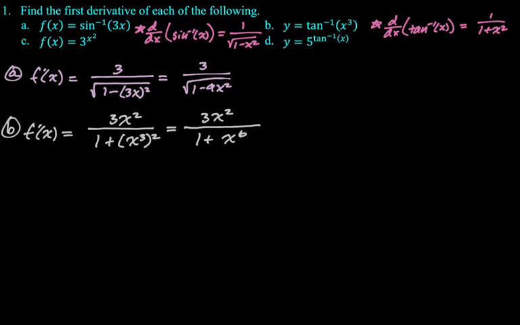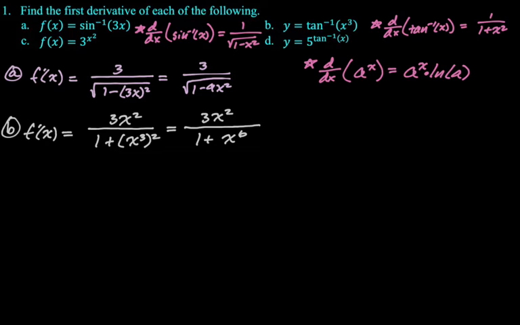All right, now the derivative of a to the u, or a to the x. This one's really important, not enough people remember it. The derivative of a to the x is a to the x times the natural log of a. So you're just going to multiply by the natural log of a.